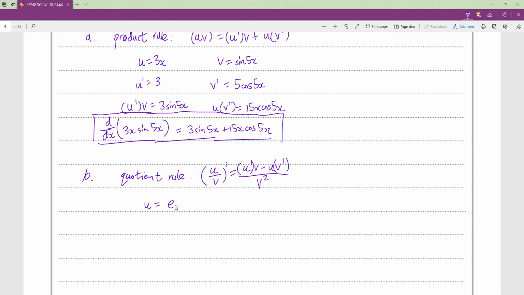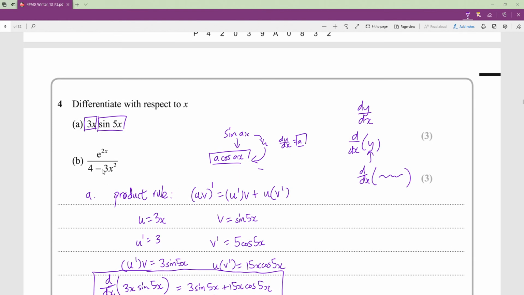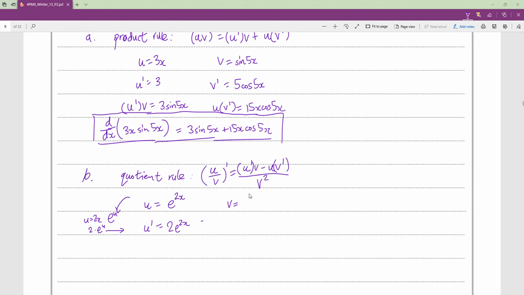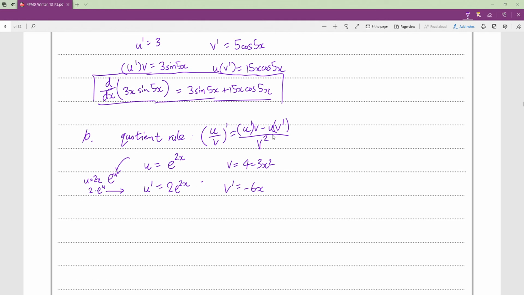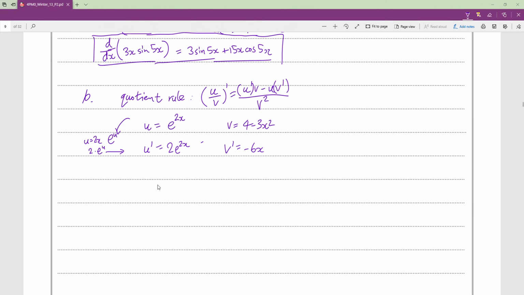u is equal to e to the power of 2x. u prime is equal to, again, applying the chain rule, e to the u where u is 2x, so we multiply by du by dx, which is 2. u prime is 2 times e to the 2x. v is the denominator of the fraction, 4 minus 3x squared, and v prime, differentiating this, the constant disappears, and minus 3x squared becomes minus 6x. So what do we do here? Let's substitute this all into this larger formula here.